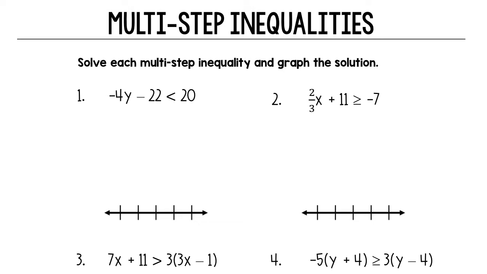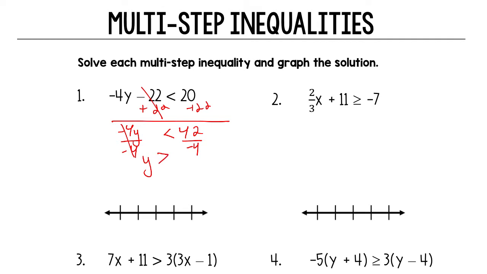So, just like in an equation, we want to get y alone. To do that, I'm going to add this 22 to each side. Got negative 4y. Those cancel, and that's less than 42. I'm going to divide both sides by negative 4. That cancels. I'm left with y. Dividing by this negative flips our inequality around, and we divide 42 by negative 4. We're going to get negative 10.5.